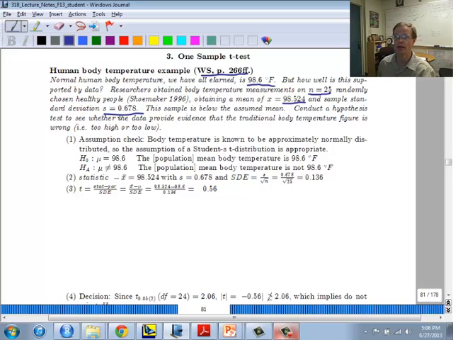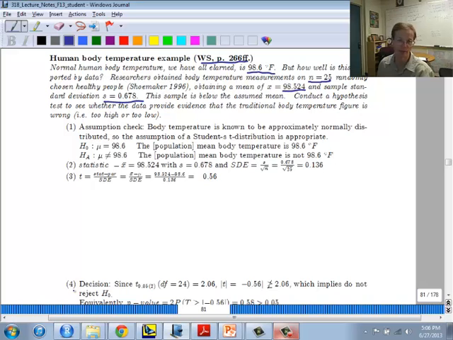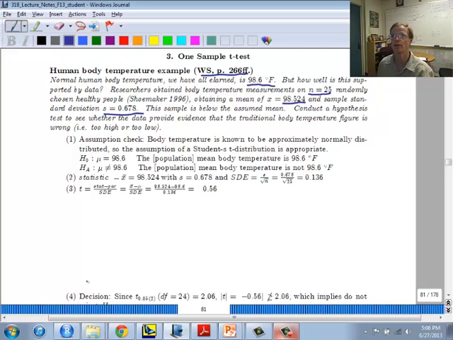Now again, for a hypothesis test, we have 4 steps that we use to go through the test. Number 1, set up your null and alternative hypothesis. Number 2, calculate your test statistic. Number 3, compute the p-value. And then number 4, make a decision based upon that. So, here we go.